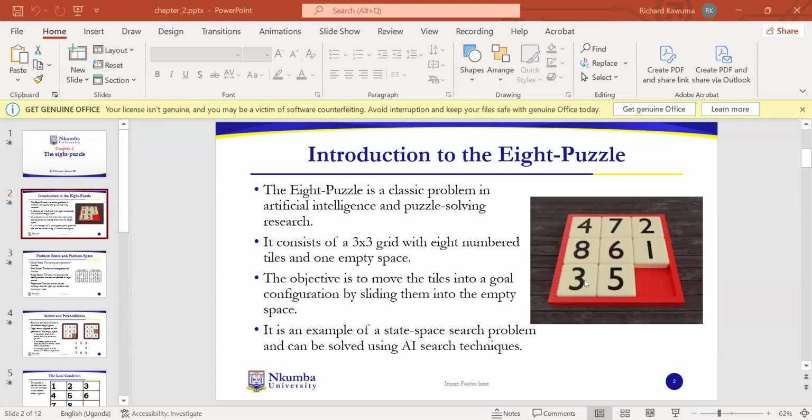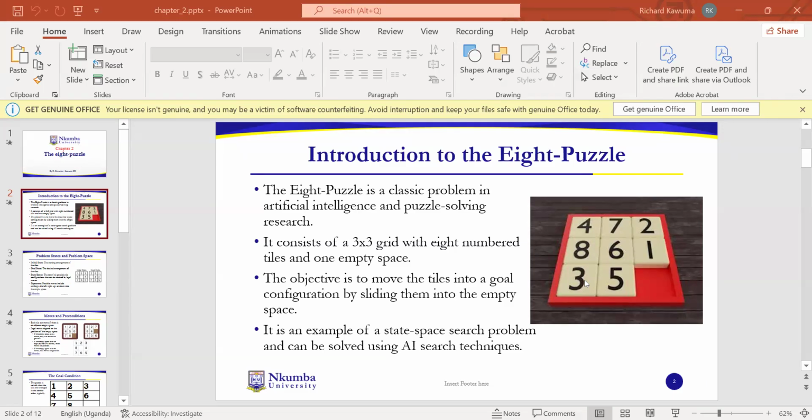But actually, what do you want to achieve after you have moved these tiles? That is called the goal state. So it is an example of a state space search problem, and can be solved using AI search techniques. Such techniques are the ones which AI uses.